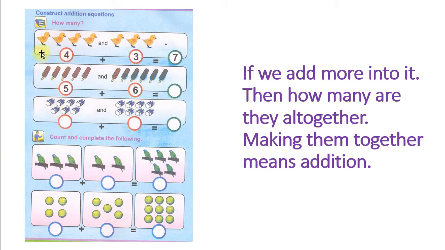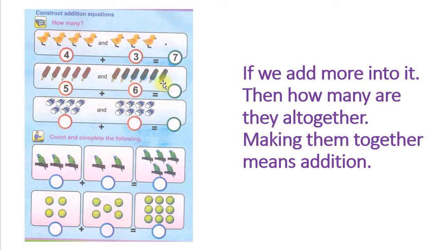Count how many chicks are birds here. 1 2 3 4 and 1 2 3. 4 plus 3 is 7. Yes, we had already done these sums on the back page. Now count how many ice creams are there. 1 2 3 4 5. 5 is already written here.